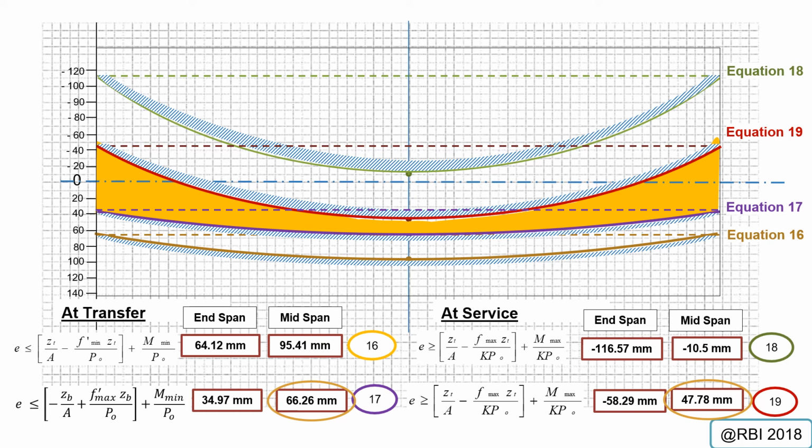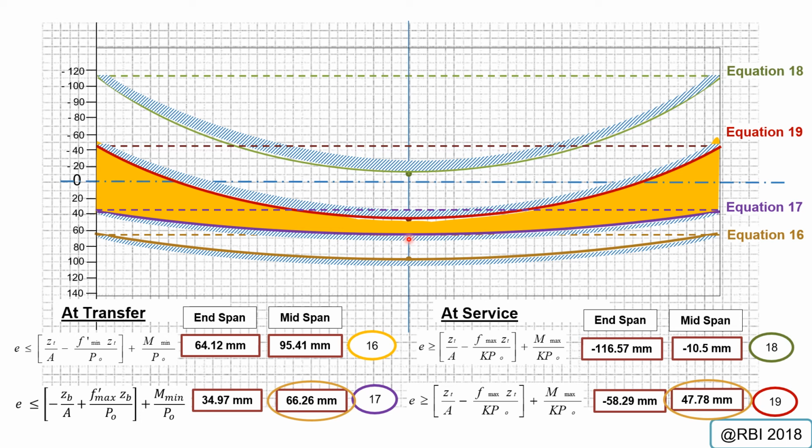So you have to consider that as well in this tendon profile. Once you consider that, you will know where the boundary is that fulfills the four inequalities equations. In this case, the boundary will be lying between equation 19, which is the red line, and equation 17, which I marked there in yellow.